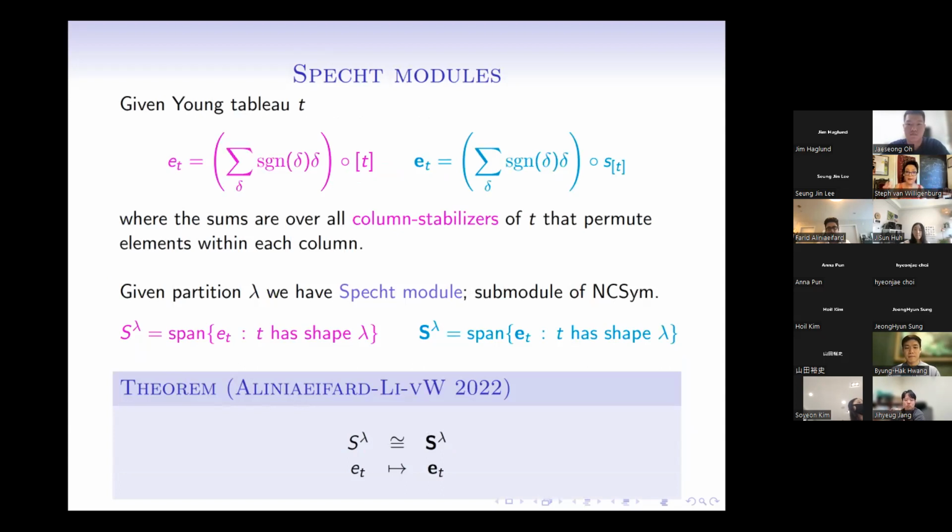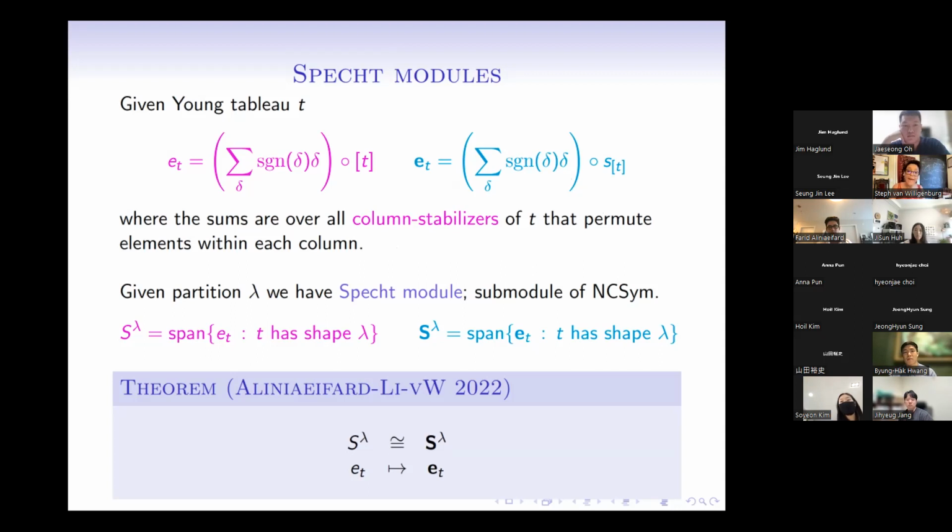Given any one of our little Young tableaux T, we define E_T to be the following thing. We take a permutation delta, multiply it by its sign, add them all up, and then have that act on the row equivalence class. Meanwhile, bold E_T is going to be, well, we take those same permutations delta, multiply by a sign, add them all up, and then have it act on our tabloid Schur function. And what are these deltas? They're going to be all the column stabilizers of T, that permute the elements of our tableau within each column.